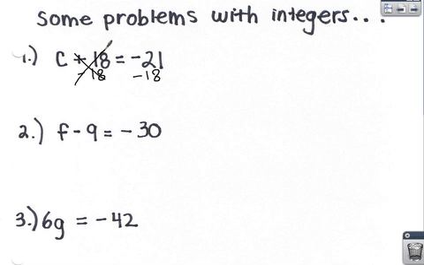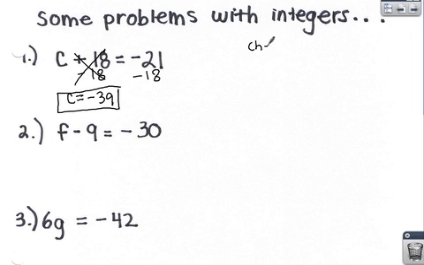Positive 18 and negative 18 cancel, so I'm left with c. And now I have negative 21 minus 18. We think of our wrap, same signs, we add and keep. So this gives us negative 39.